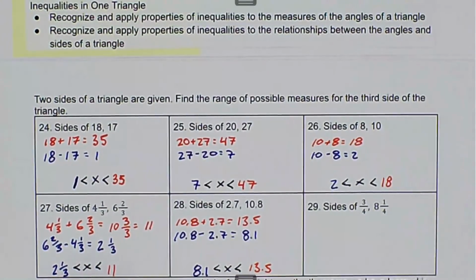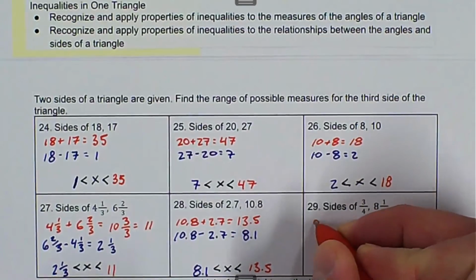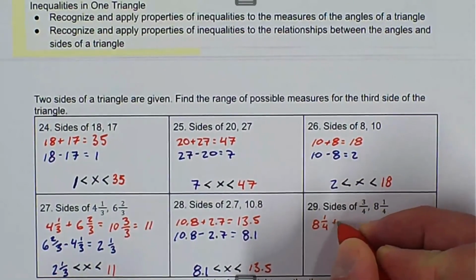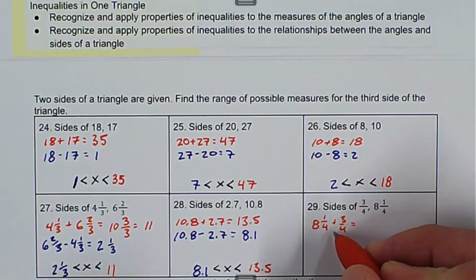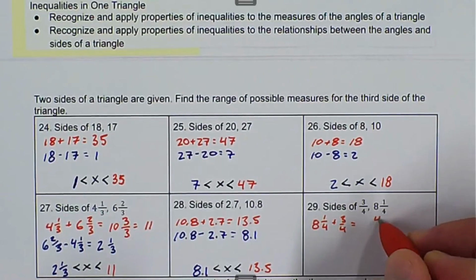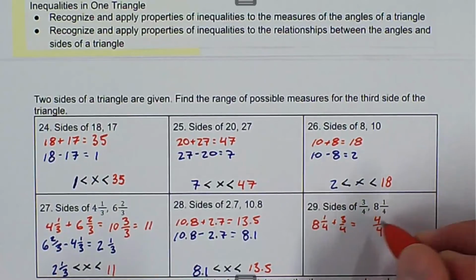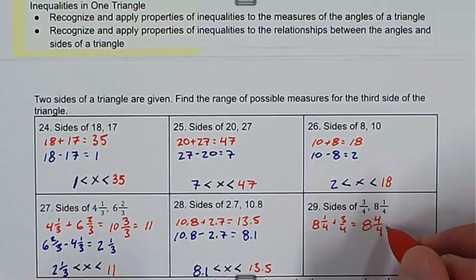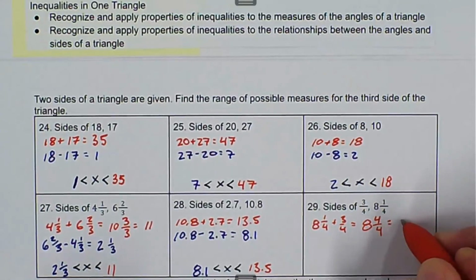And our last one, 8 and 1/4 plus 3/4. Have the same denominator again, so 1 plus 3 is 4. 8 plus no value is going to be 8. 8 and 4/4, that is equal to 9.